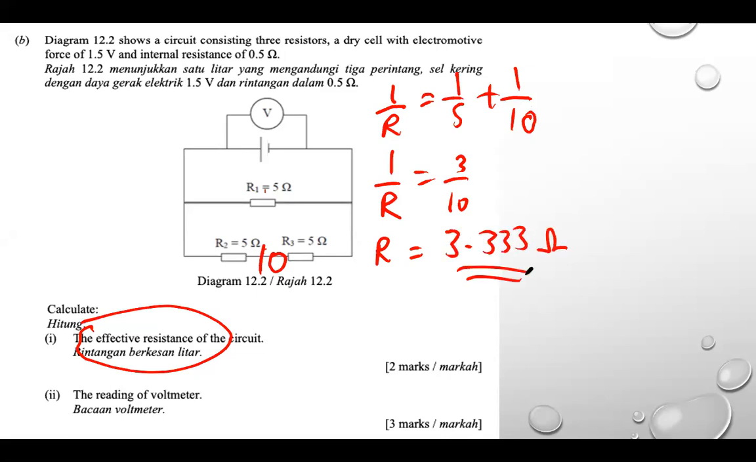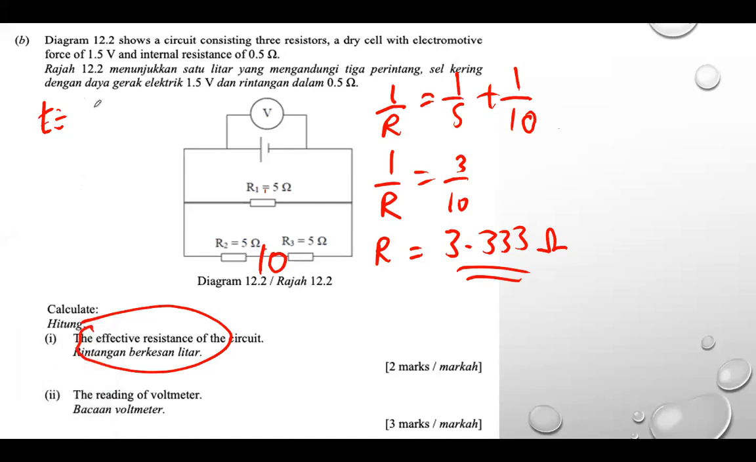Okay. I think that when I wrote this, I want this to be in decimal places and not in pecahan. Okay, because as far as I know, I have not seen any resistance in fraction lah. So yeah, I want it in decimal places. Okay, the reading on the voltmeter depends on this, and we use the formula E equals V plus the internal resistance formula, because we have the internal resistance and we have the electromotive force.